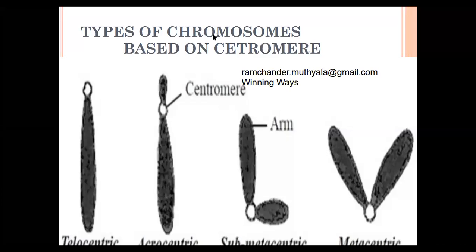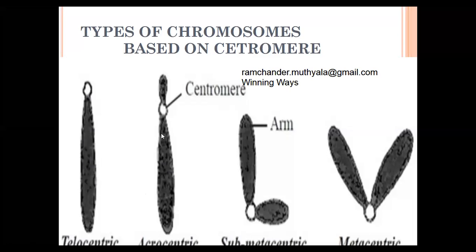Types of chromosomes based on the centromere. One is telocentric chromosome, acrocentric chromosome, submetacentric chromosome, metacentric chromosome. Telocentric chromosome looks like a small I-like structure, containing only one centromere and a large arm.